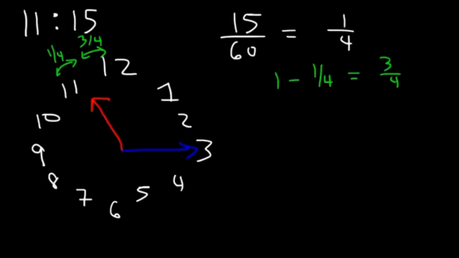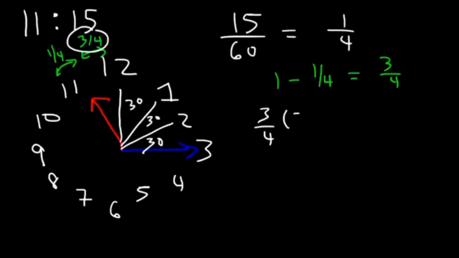Now that we have that, let's go ahead and calculate the angle. So every hour represents 30 degrees. Now the angle between the hour hand and 12 is going to be 3/4 of 30. So what is 3/4 of 30? 30 divided by 4 is 7.5. 7.5 times 3 is 22.5. So that's the missing angle.